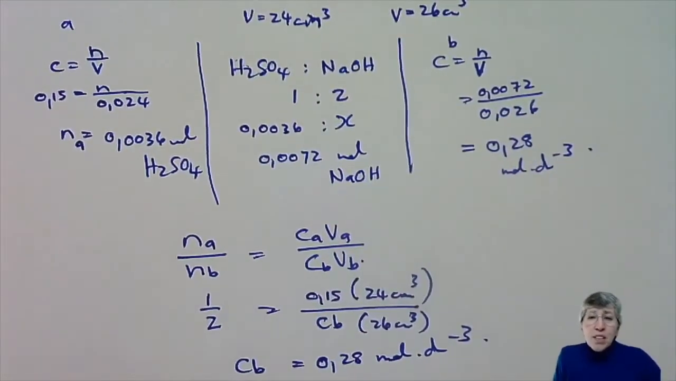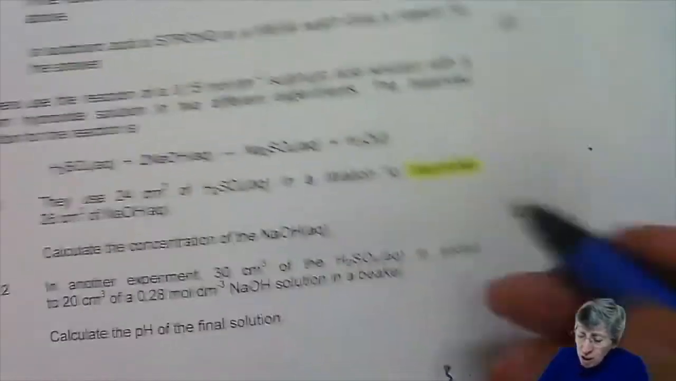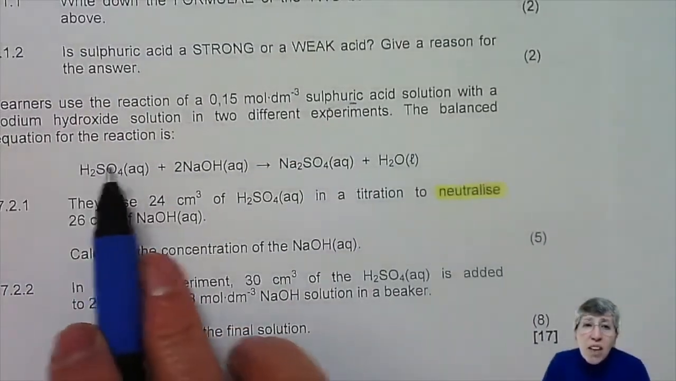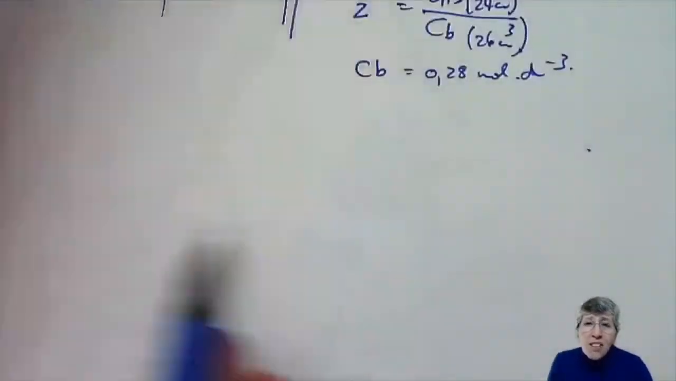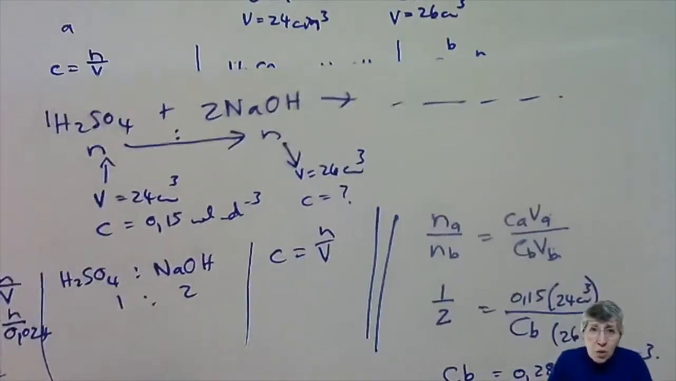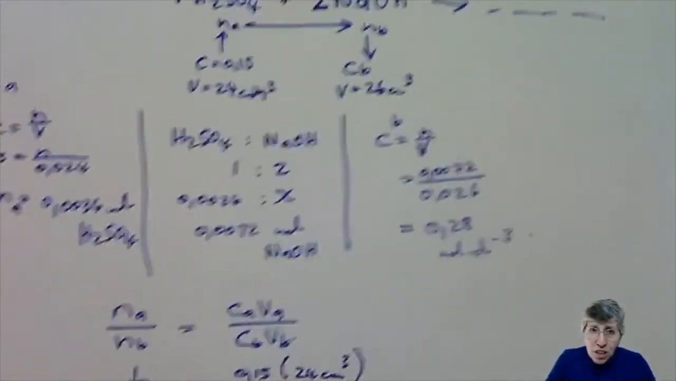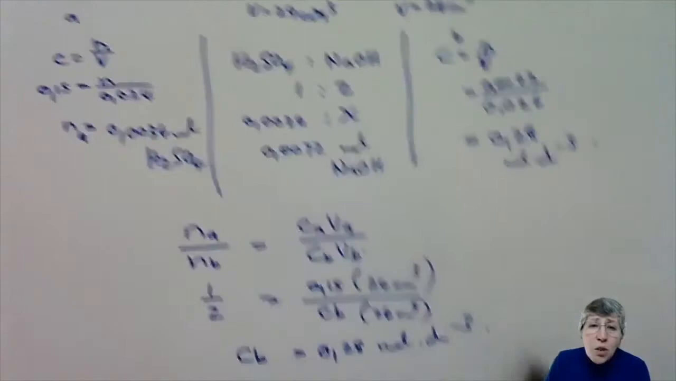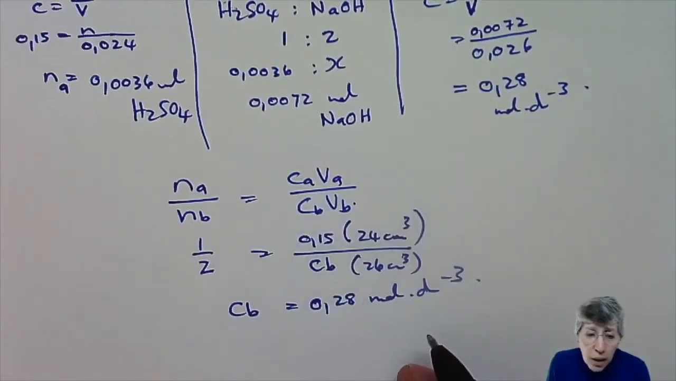So let's recap. In this question, that word neutralize told me they are in the ratio 1 to 2. And that immediately told me I can do an old-fashioned step 1, 2, 3, or I can do the titration equation.